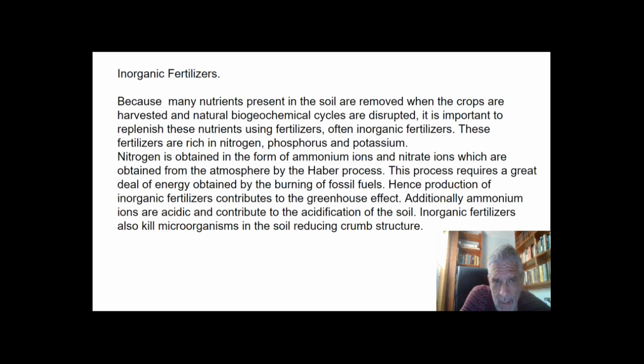So these fertilizers are rich in nitrogen, phosphorus, and potassium. Remember that we usually call them NPK fertilizers, because the most important nutrients needed by plants are nitrogen, phosphorus, and potassium. And because crops are harvested, these nutrients are removed and need to be added. And nitrogen is obtained from ammonium ions and nitrate ions, which are obtained by the Haber process. Remember, the Haber process produces ammonia, from which we get ammonium ions. And quite a lot of ammonia is used to make nitric acid, from where the nitrate ions will come from. And this process requires a great deal of energy obtained by the burning of fossil fuels.